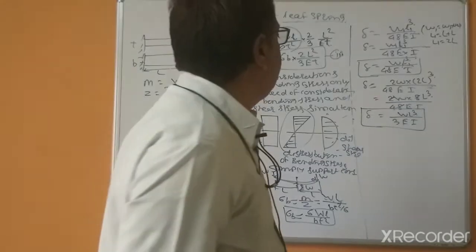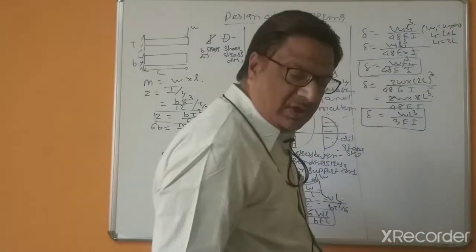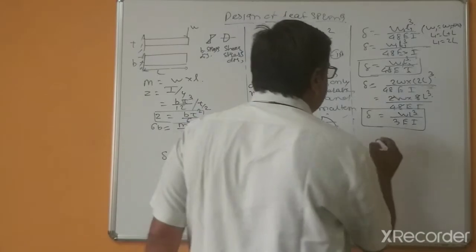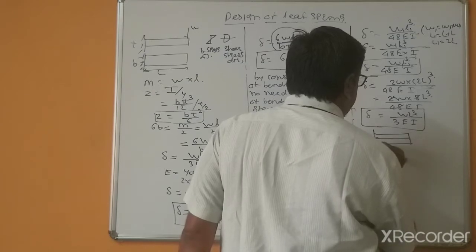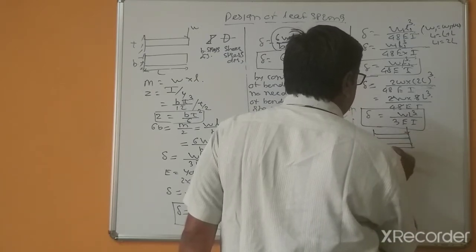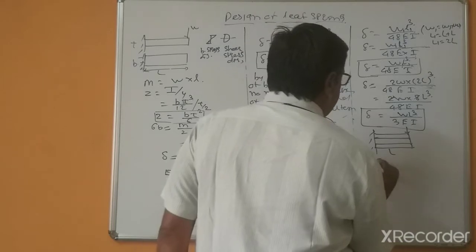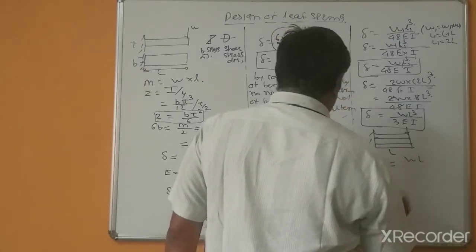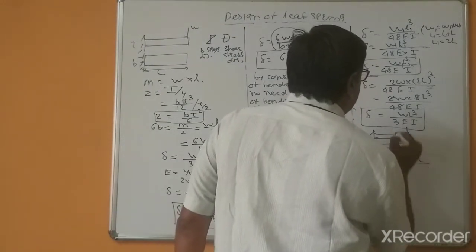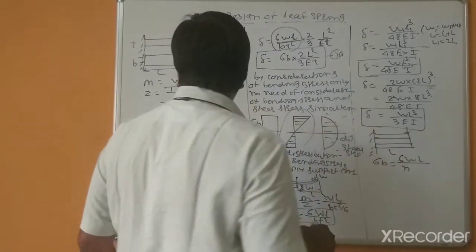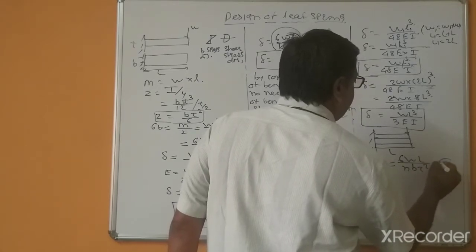We are considering only one leaf, and if we are considering n number of leaves, suppose this is n number of leaves for cantilevers, and this is L. So that's why here the bending stress equation becomes 6WL, and this is the number of leaves, so this is NBT squared. So this is the fourth equation.